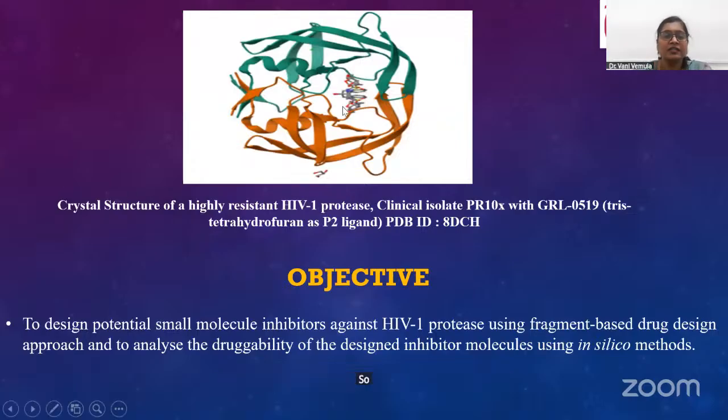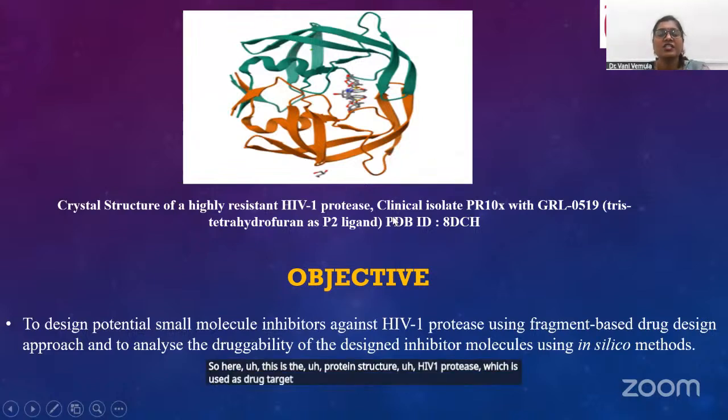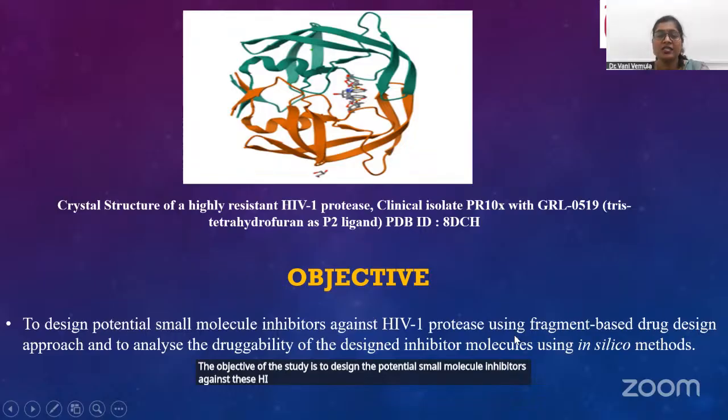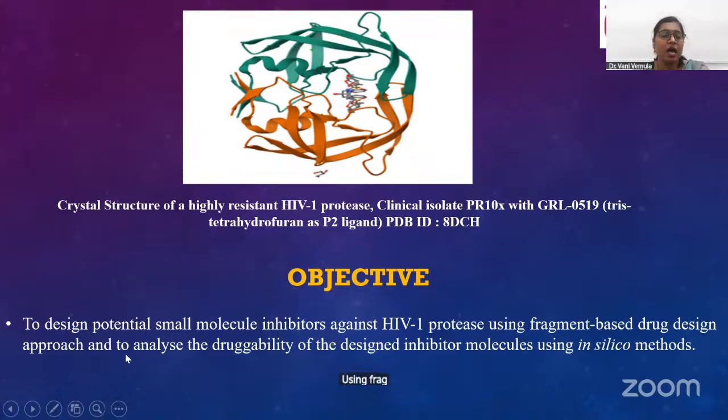So here, this is the protein structure, HIV-1 protease, which is used as the drug target for this study. The three-dimensional structure was retrieved from the Protein Data Bank with the ID 8DCH. The objective of the study is to design potential small molecule inhibitors against this HIV-1 protease using a fragment-based approach.